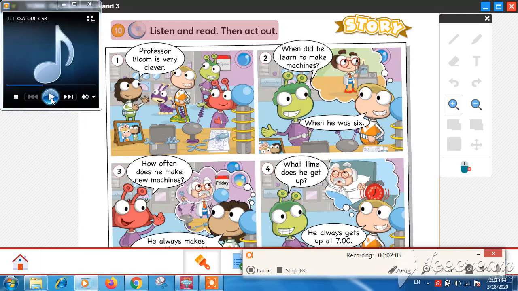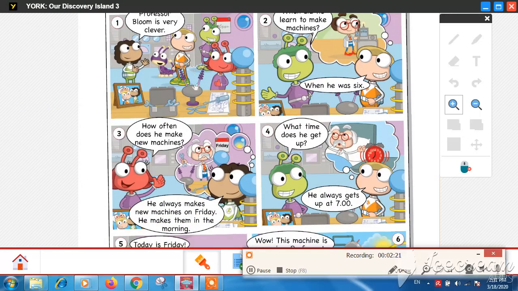So we learn from this that they are talking about Professor Bloom and he's very clever. We also learn that he started learning about making machines when he was 6. This means he was a genius child. Okay, let's move to the other part.